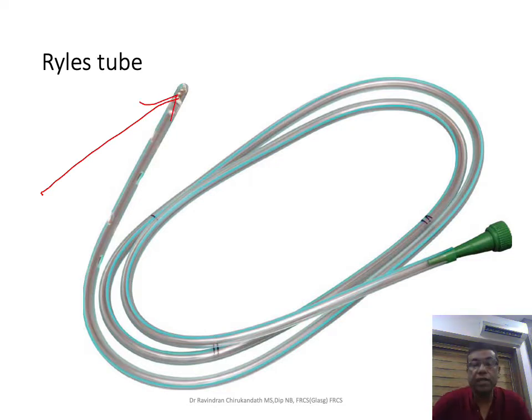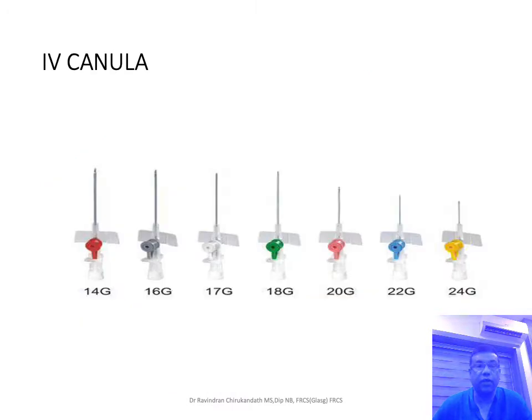And you may be asked about what the other uses are. It can be used for a feeding jejunostomy, and you will also be asked how you will put a Ryle's tube, how you will know its position in the stomach. All those things you should be aware of.